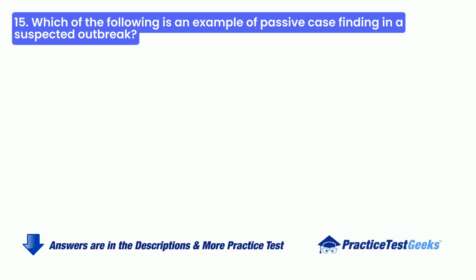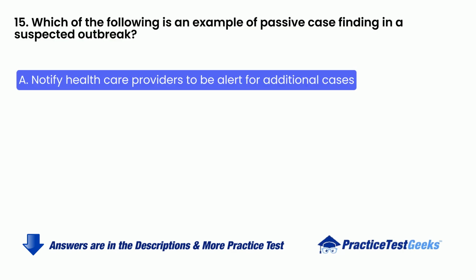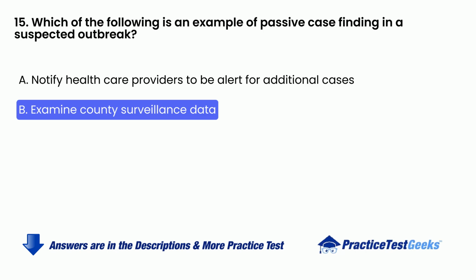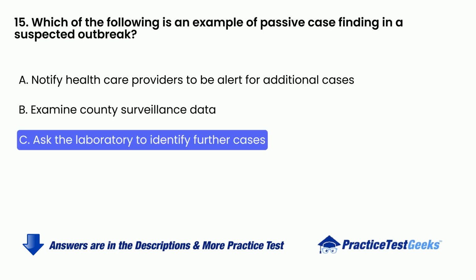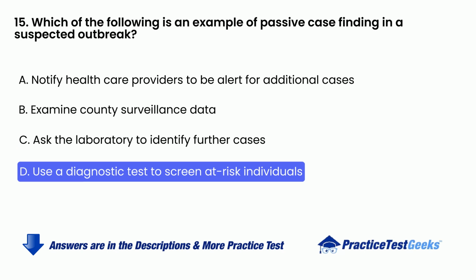Which of the following is an example of passive case finding in a suspected outbreak? A. Notify healthcare providers to be alert for additional cases. B. Examine county surveillance data. C. Ask the laboratory to identify further cases. D. Use a diagnostic test to screen at-risk individuals.